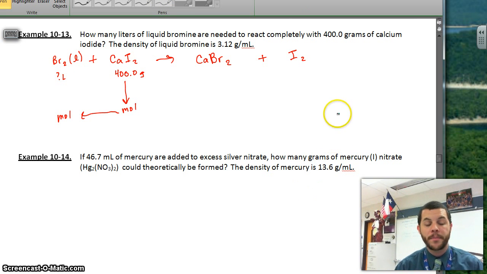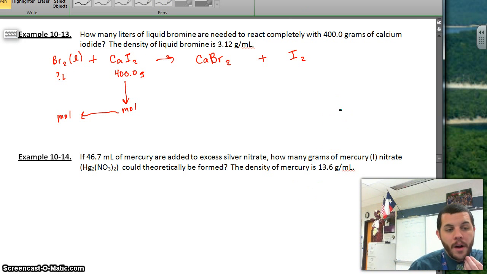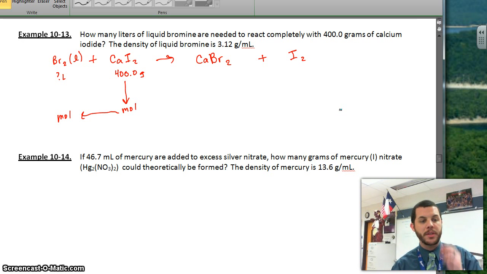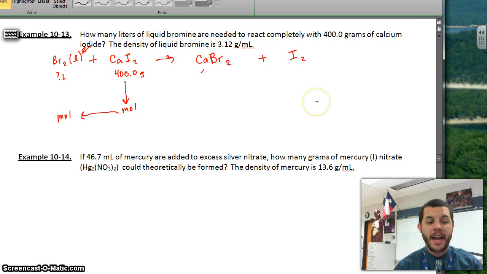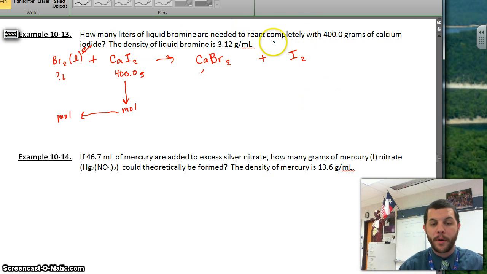Okay, so now what most of y'all are saying is, oh, Mr. Coder, you can go from moles to liters using 22.4. Okay, go back and take a look at your notes though, and you're going to see that you can only use 22.4 for liters of a gas. Okay, now as we see, this right here is actually a liquid, so we can not use 22.4.